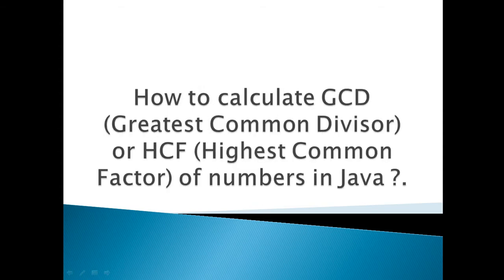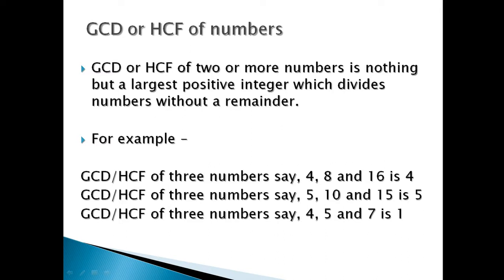Today, we will discuss how to calculate GCD, greatest common divisor, or HCF, highest common factor, of numbers in Java. Moving ahead, friends. GCD or HCF of two or more numbers is nothing but the largest positive integer which divides the numbers without a remainder. For example, GCD HCF of three numbers, say 4, 8 and 16, is 4.